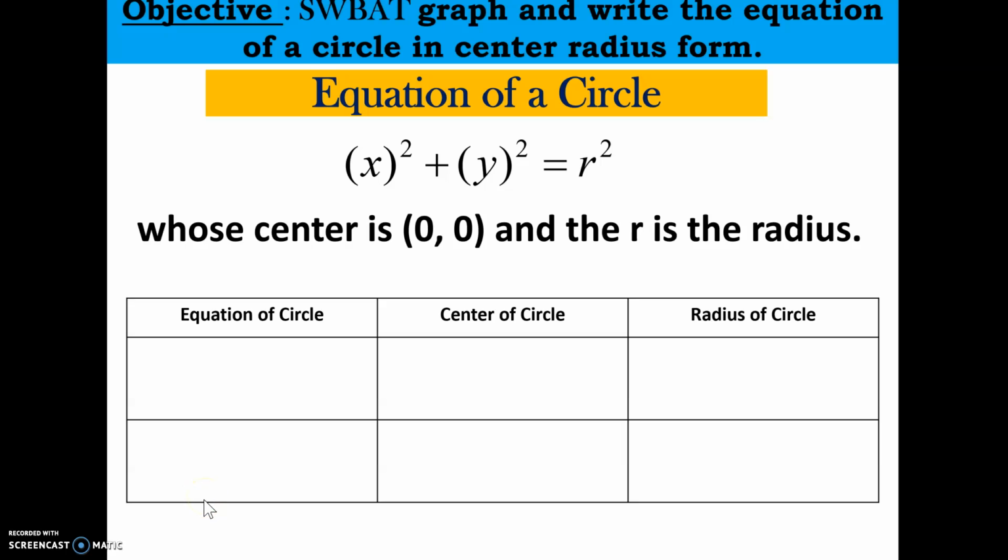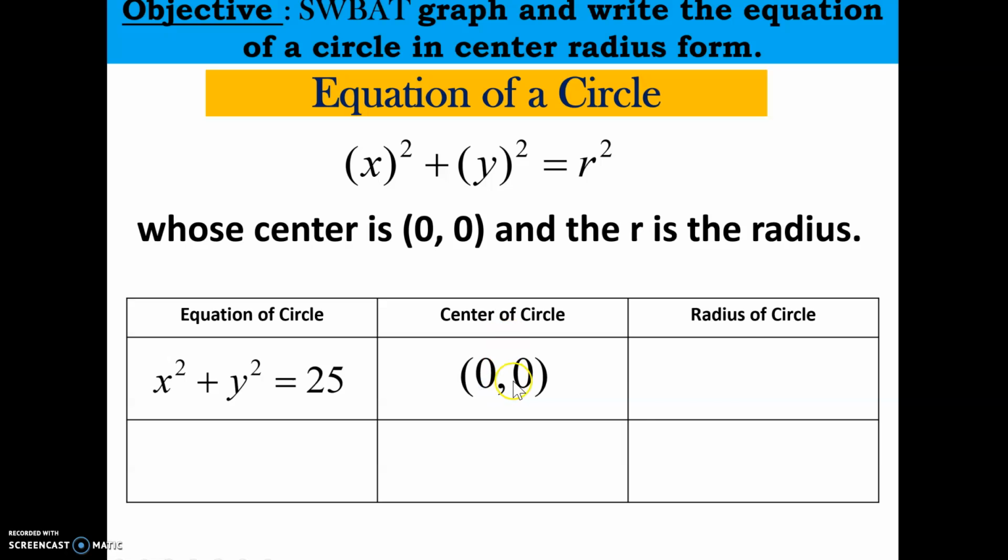So let's recap the equation of a circle. Now, x squared plus y squared equals r squared is an equation of a circle whose center is at the origin, 0, 0, and has a radius of r. So here are some examples where x squared plus y squared equals 25.